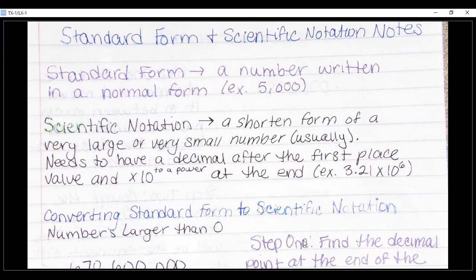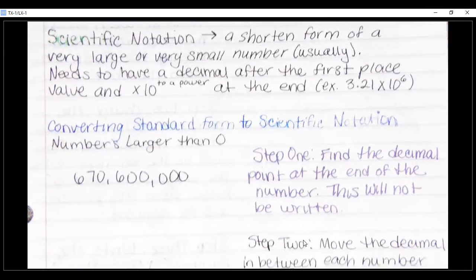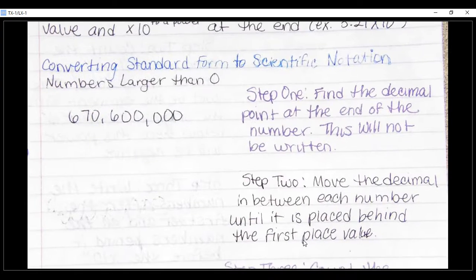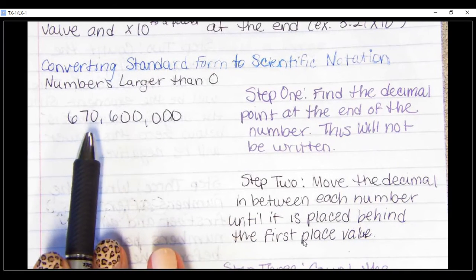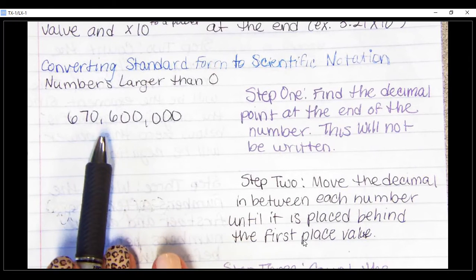Now, I am going to split this up between two videos. We're going to talk first about converting standard form to scientific notation. So, standard form again are those very large numbers or very small numbers written with all those zeros in it. If you have something in standard form that's a number larger than 0, these are the steps you're going to take. My example right here is going to be 670,600,000.